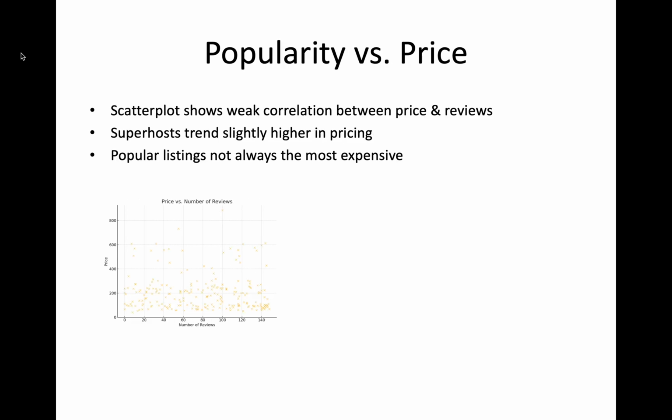To look at the comparison between popularity and price, I decided to include this scatter plot. I originally expected to see higher prices correlate with fewer reviews, but the relationship was very weak. Superhosts did have slightly higher average prices, which led into deeper statistical testing.